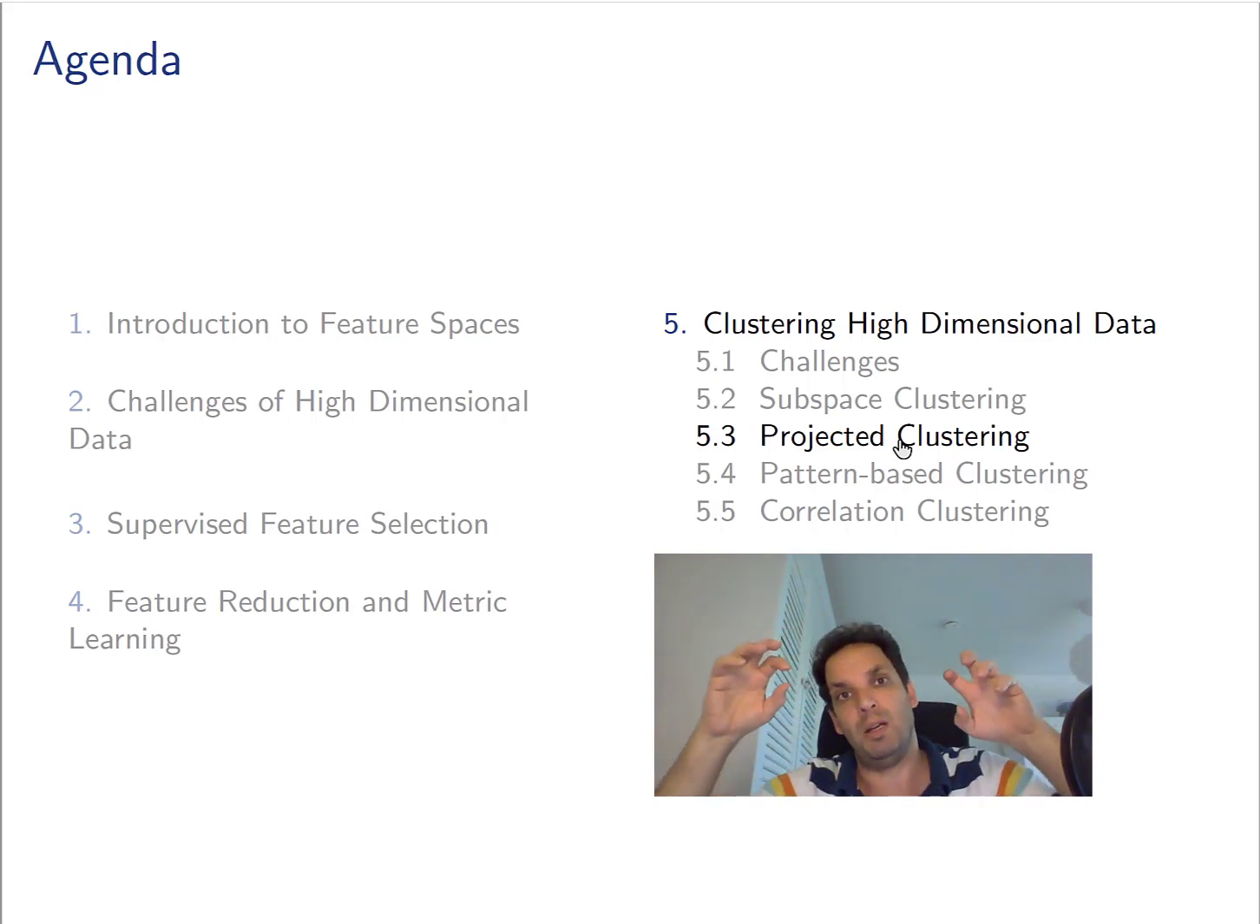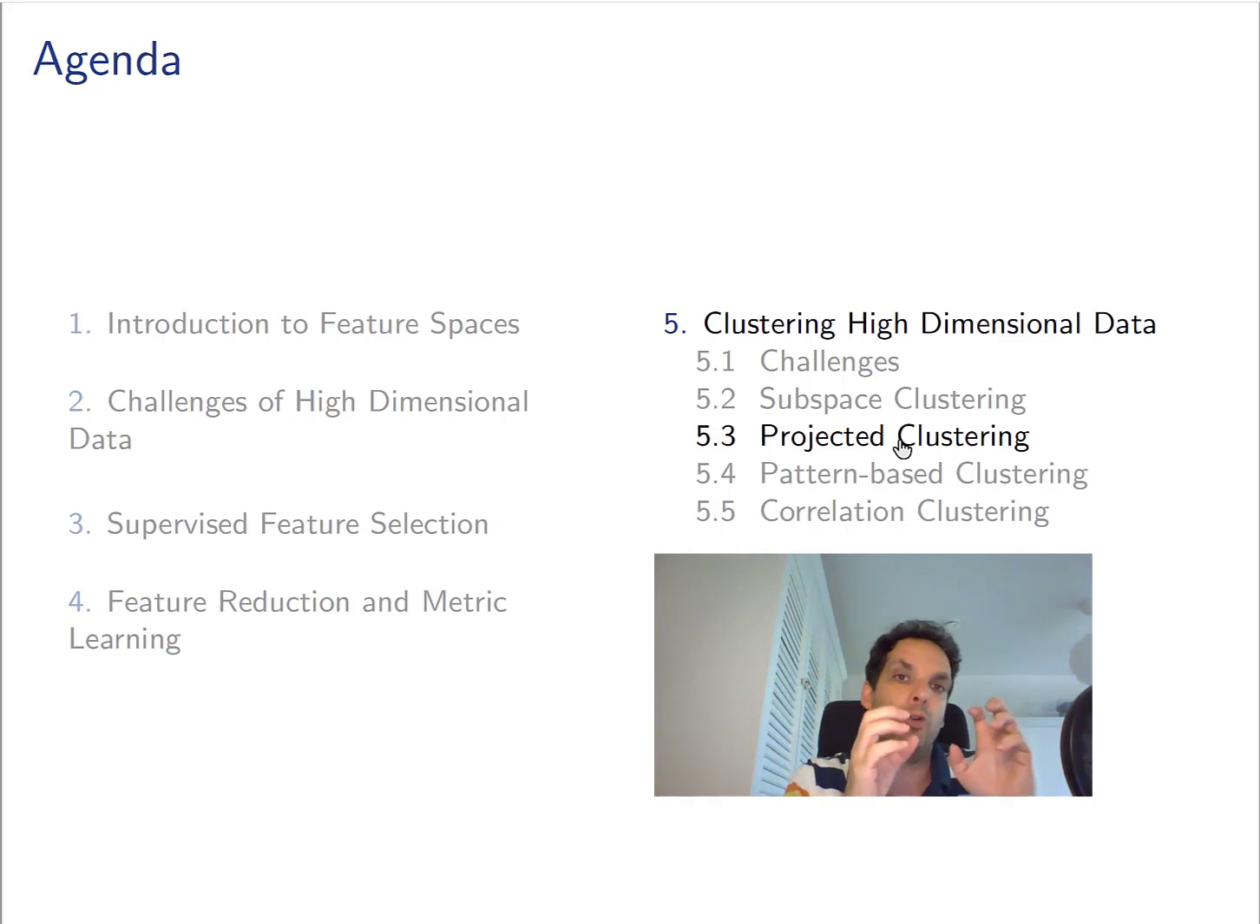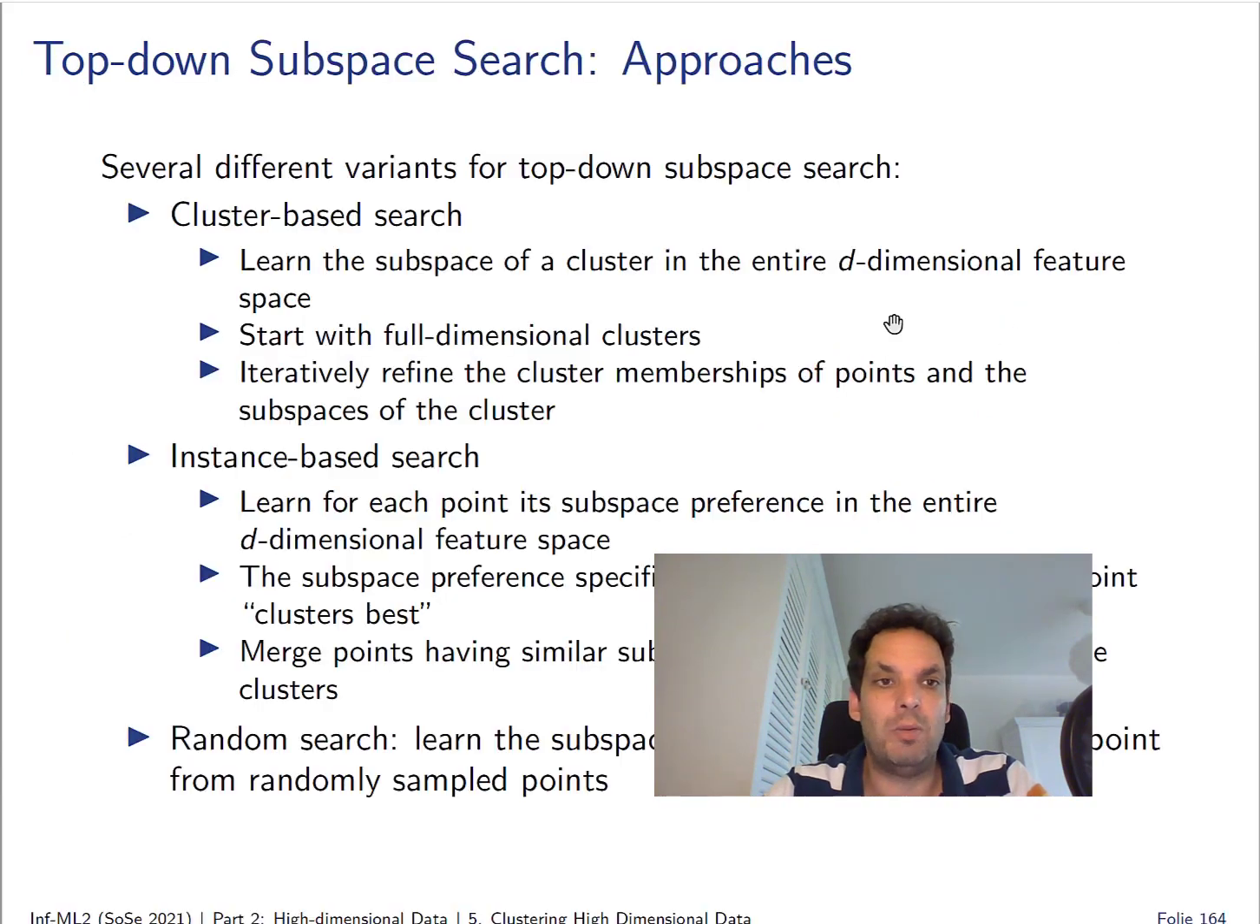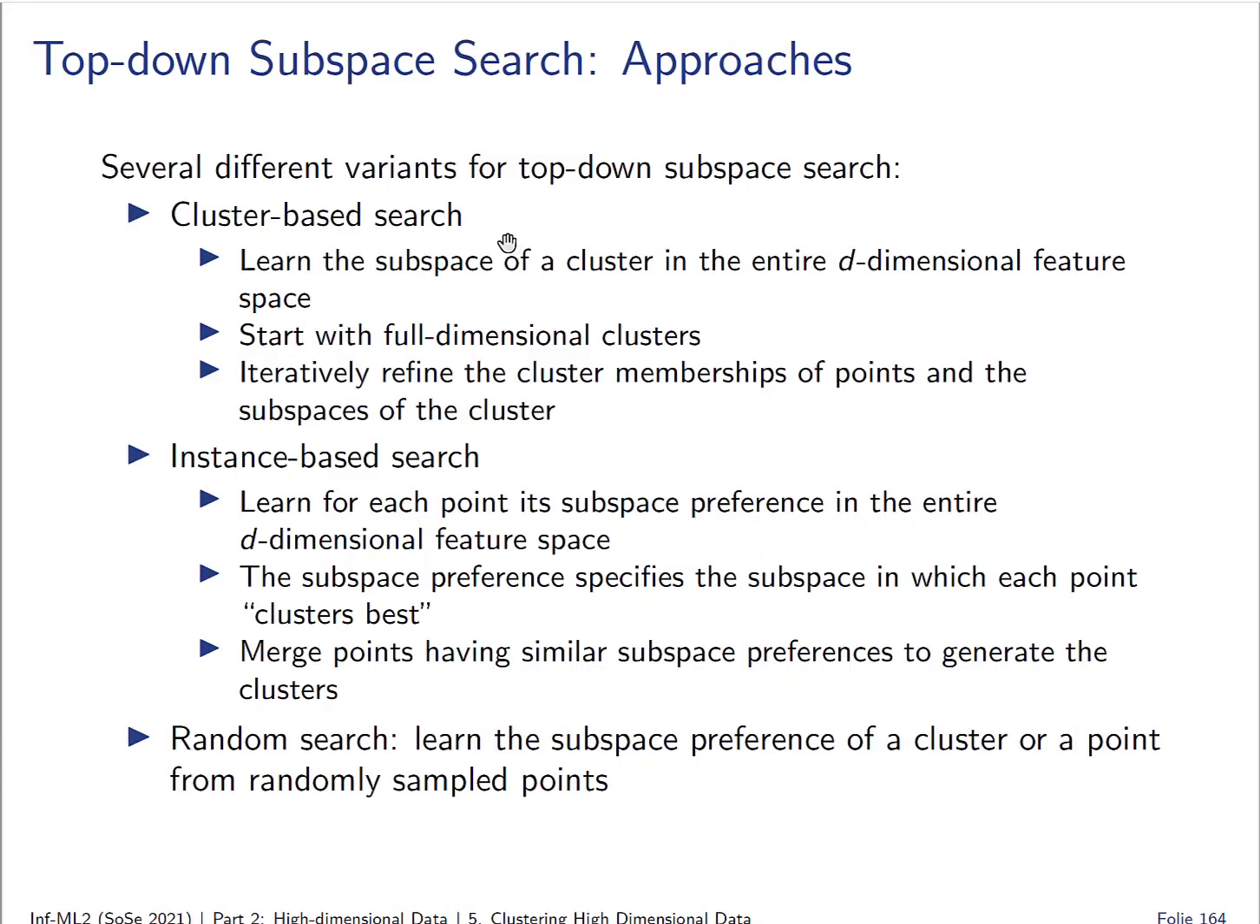So they start with the entire feature space and try to somehow decide which kind of projection is best for which kind of cluster, so to say. Let's start with that. There are many different variants for top-down subspace search, because that is the most important point. Typically, we rely on existing clustering models like density-based or k-means clustering paradigms. But the most important point is the subspace search.